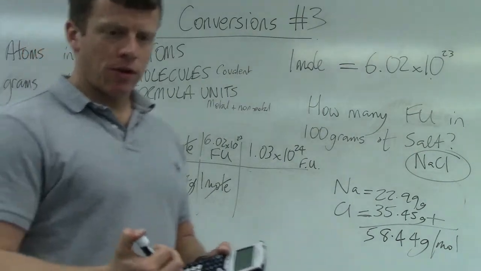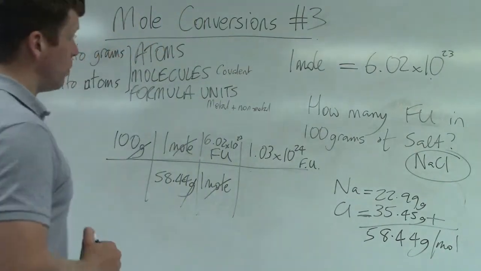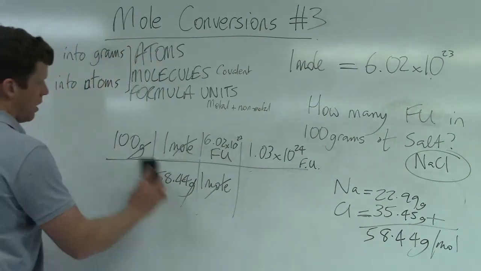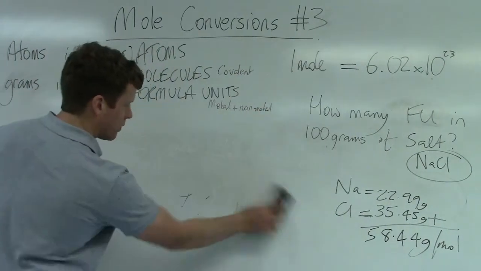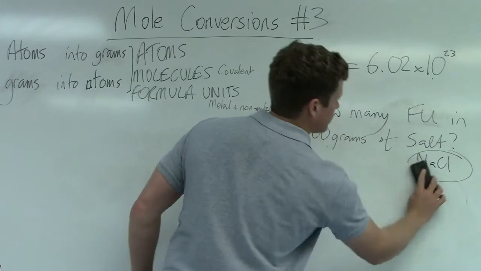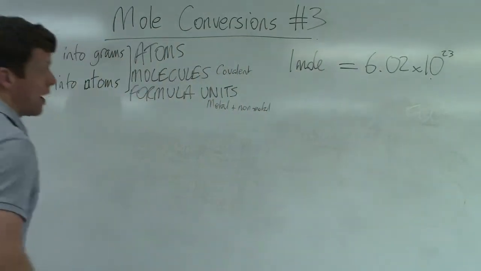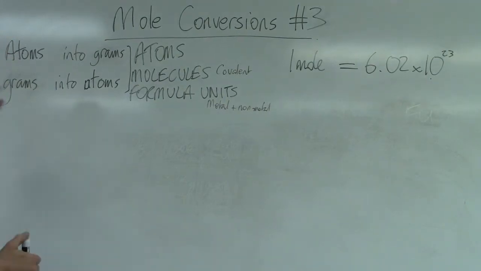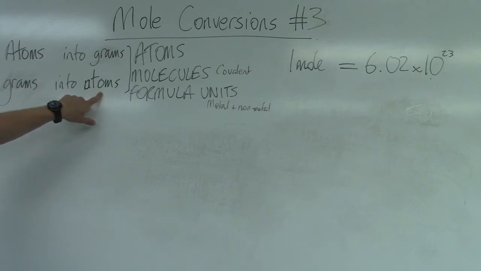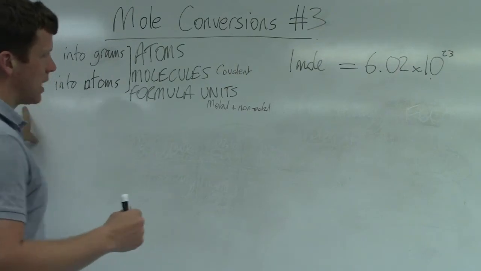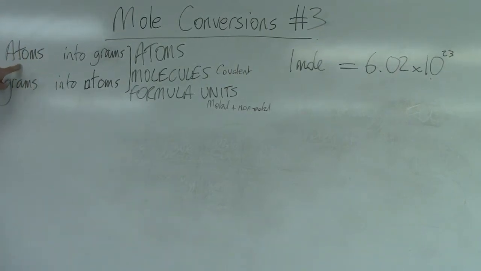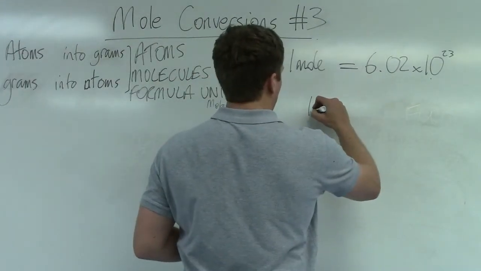Alrighty, so let's do another example. This time let's choose a molecule, just to mix it up. I'm going to erase that, and erase that. This time we'll do the opposite conversion. So this time we want to look at how many atoms or molecules or formula units would be in a certain number of grams. We just did that. No, we're going to change atoms into grams.